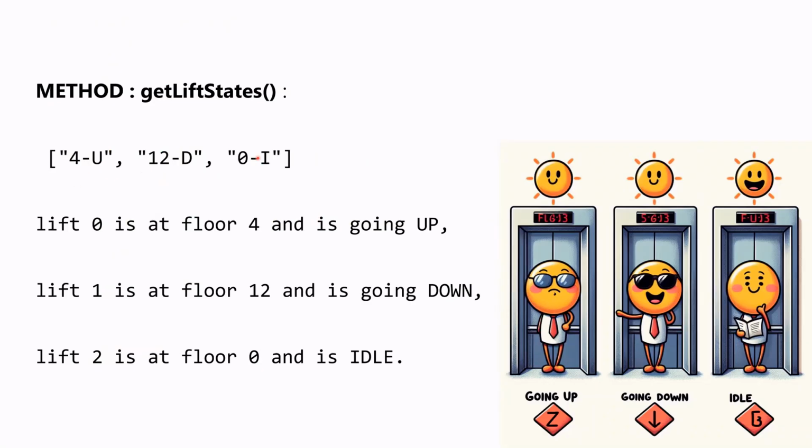Let's revisit the earlier example. Lift 0 is 4u, that means it is at floor 4 and it is going up. Similarly, lift 1 is 12d, so it is at the 12th floor and it is going down. And lift 2 is 0i, that means it is at the ground floor, floor 0, and it is idle there.